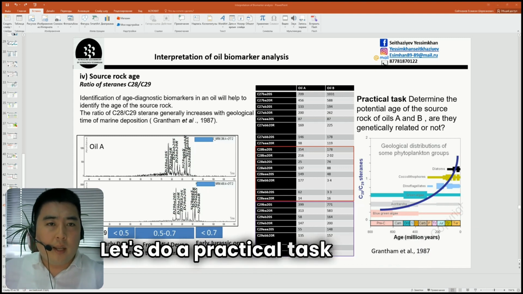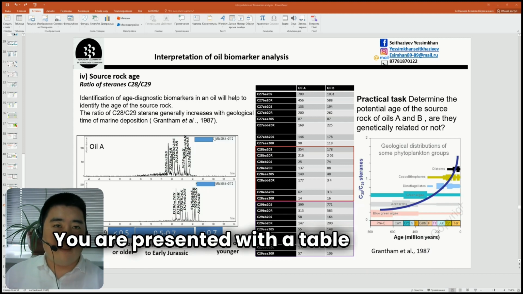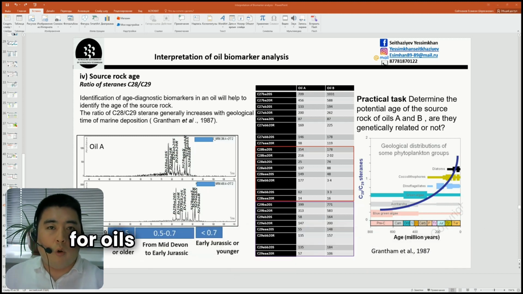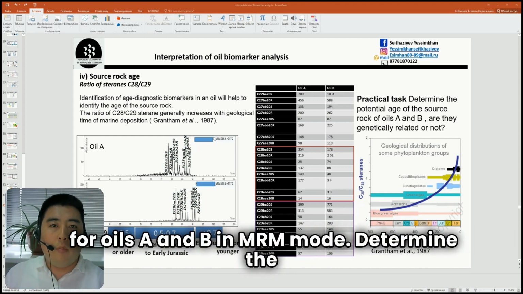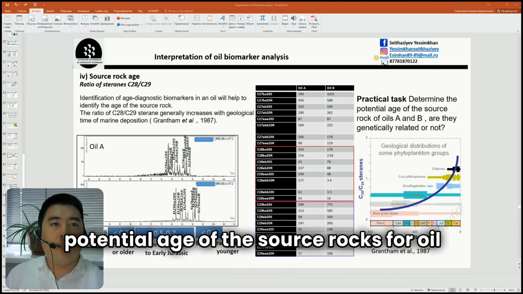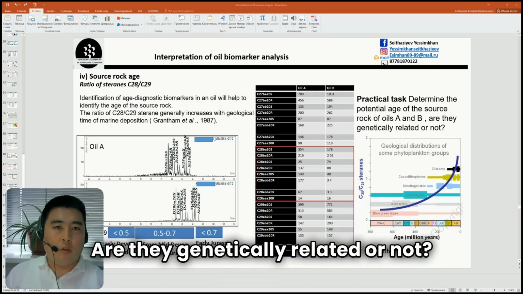Let's do a practical task together. You are presented with a table which has data, and for oils A and B in MRM mode, determine the potential age of the source rocks for oil A and B. Are they genetically related or not?